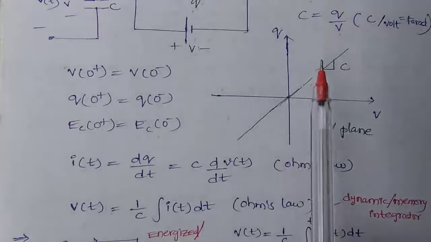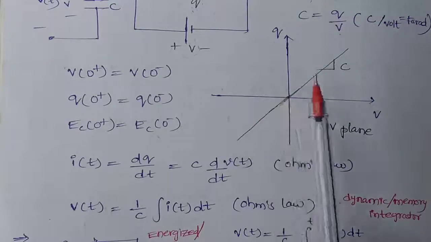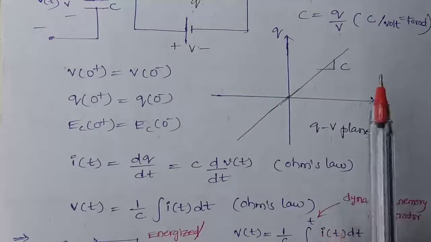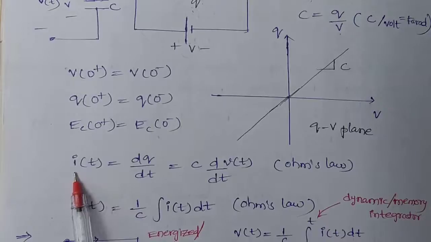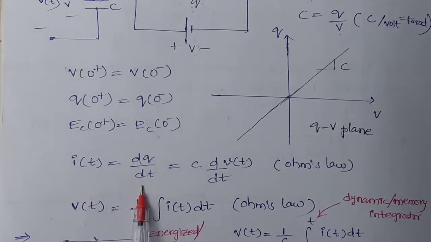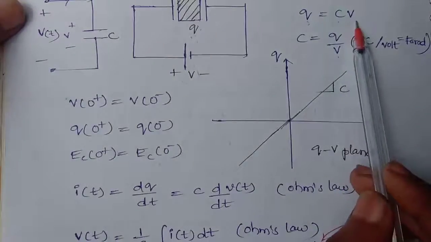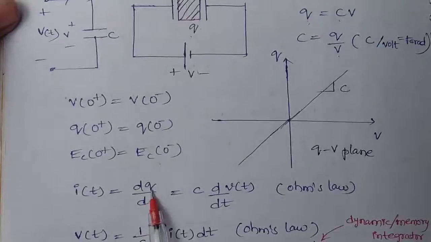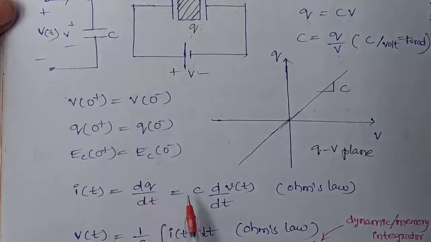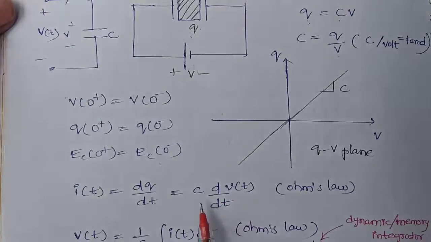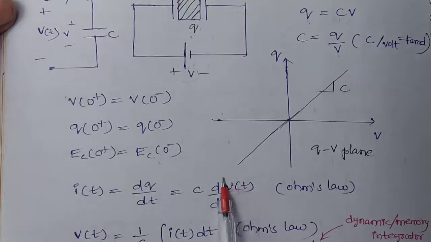If I want to find out the current expression and voltage expression of capacitor, how we will find that? Now come to this. Current means rate of change of charge with respect to time. That means i of t is equal to dq by dt. We already know that q value is CV. Now we'll substitute this q value in this equation. We'll get C into dV of t by dt, because here C is the constant. This is the current expression of capacitor.